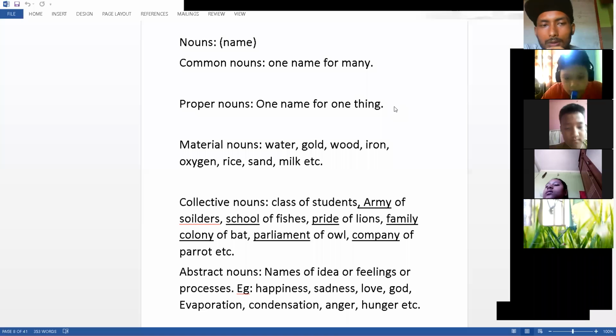Material nouns are nouns which cannot be counted, right? The main thing about material noun is it cannot be counted. So you cannot say one gold, one water. So these kind of nouns have a different rule. For like boy, you can say one boy, two boys, one apple, two apples. You can say that, right? For material noun, you can never say 1, 2, 3, 4. They are just wood, iron, rice.